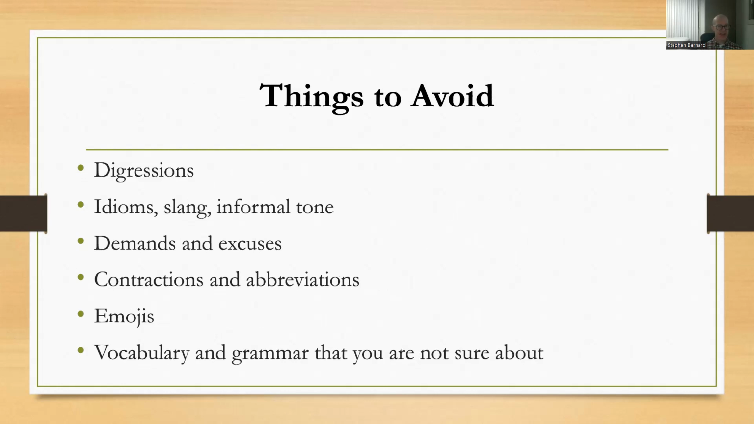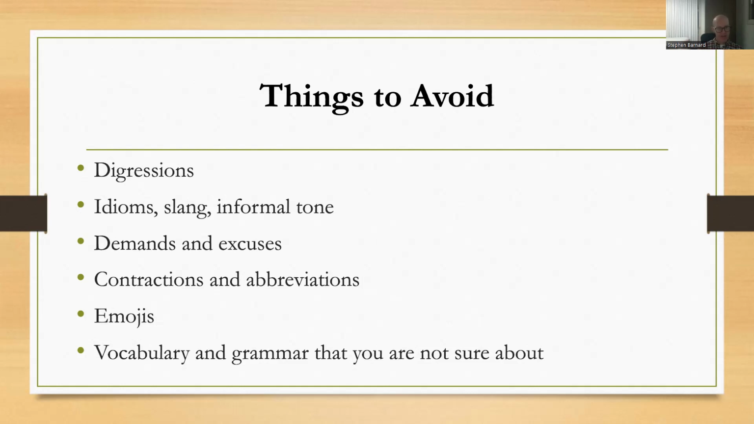Okay, so a few things to avoid. Digressions. A digression is when you go off the topic. Remember, an email should be short and focused. So each sentence should be related to the previous one. Don't go off on a tangent and include non-related information. Emails to professors and employers and potential employers should also not include idioms, slang, or a tone that is too casual. Remember, the professor or a potential employer is not your friend, and it's important to sound professional when you're writing.